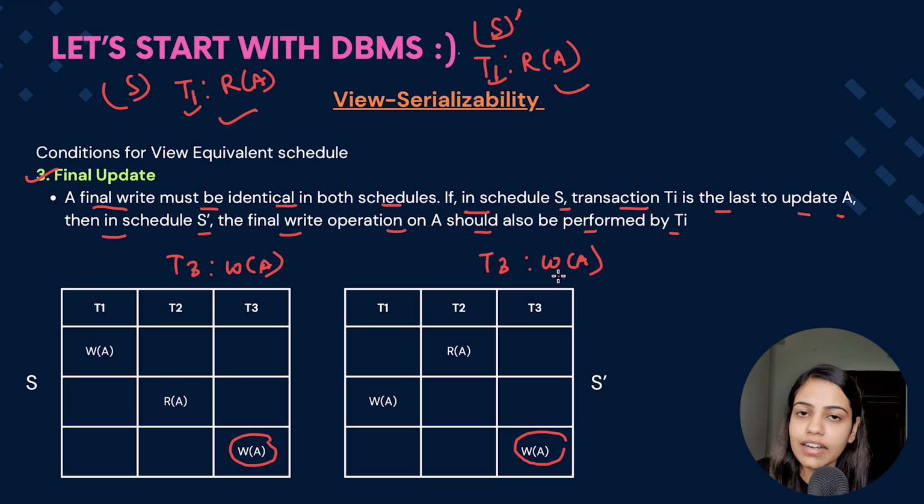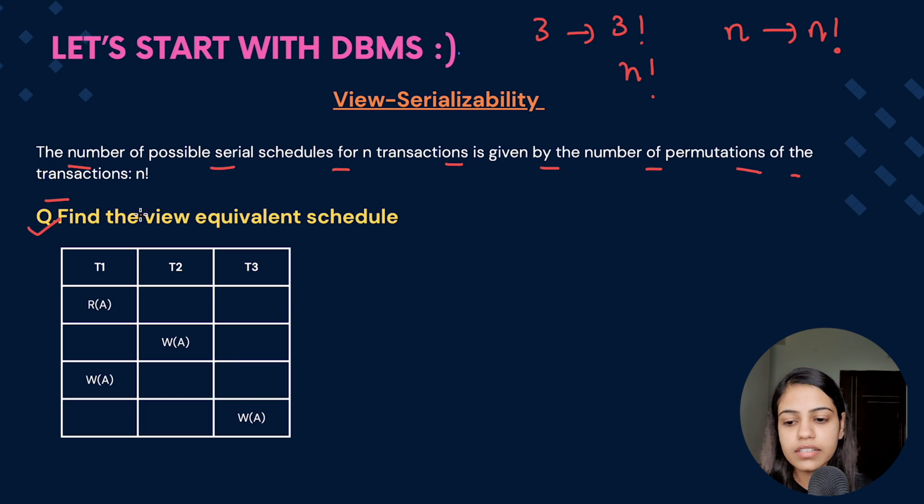So there are these three conditions which should be followed. First is initial read, second is updated read, and third is final write. When these three conditions are met, we can say that this particular schedule S dash is a view equivalent of S. So here is a question where we have to find the view equivalent of a given schedule. This is a schedule S, and we have to find the view equivalent of this particular schedule.